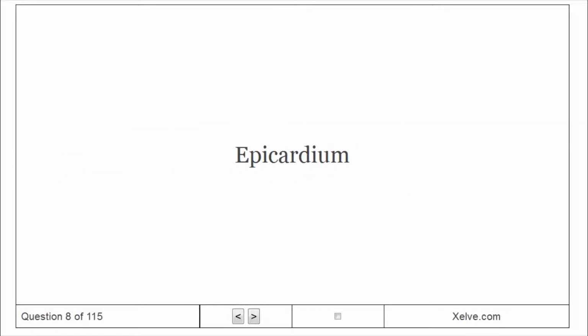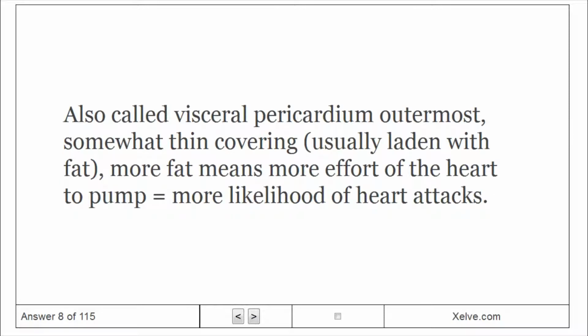Epicardium. Also called visceral pericardium, outermost, somewhat thin covering, usually laden with fat. More fat means more effort for the heart to pump, which equals more likelihood of heart attacks.